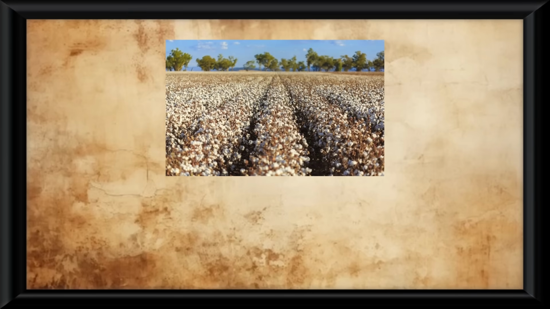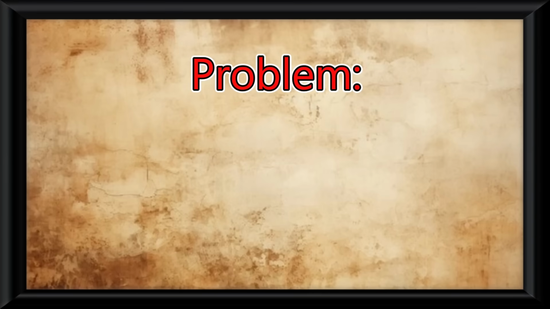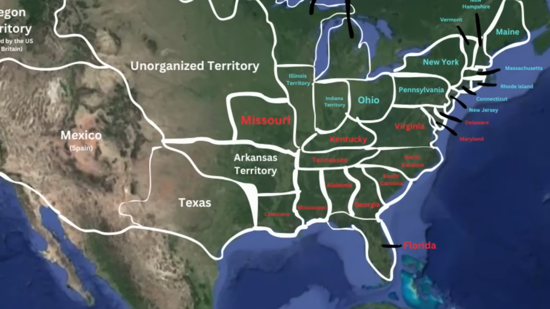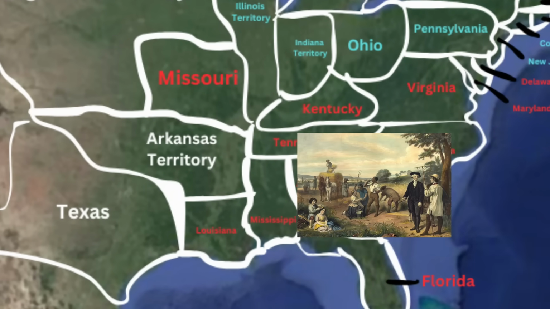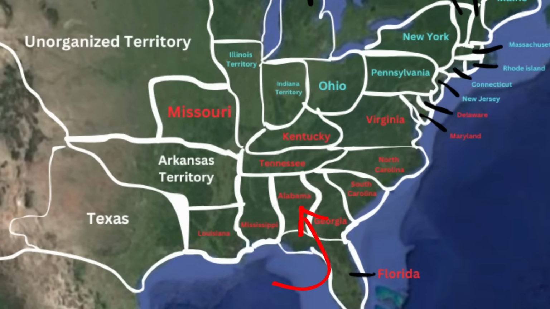Southern land was perfect for growing cash crops like cotton, tobacco, and sugar, but there was also a problem: overcultivation. The soil in the Southeast became depleted, so slaveholders moved west, expanding plantations into new fertile land in places like Alabama, Mississippi, and Texas. Alright, enough beating around the bush.